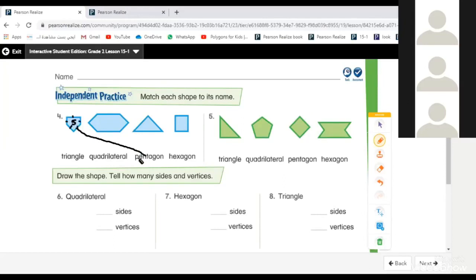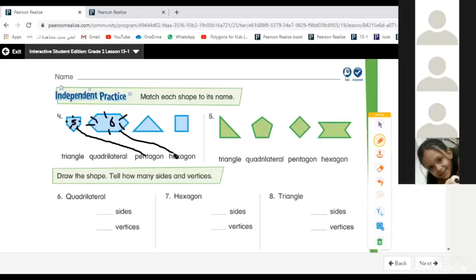Hexagon. Hexagon for 6. Here it will be pentagon. It will be? Pentagon. Okay, thank you. Rinad, number 2. 1, 2, 3, 4, 5, 6. It will be, Rinad? Hexagon. Hexagon. Excellent. Great job. Thank you.